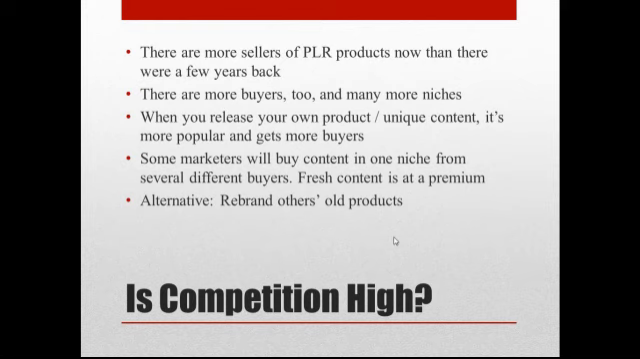Some marketers will buy content in one niche from several different vendors. Fresh content is always at a premium. An alternative that you can do is rebrand other people's old products as well, because that helps a lot with speed. If you can just rebrand someone's product and just sell it as is, when basically you only made a few surface edits, people will treat it as if it was a new product all over again.